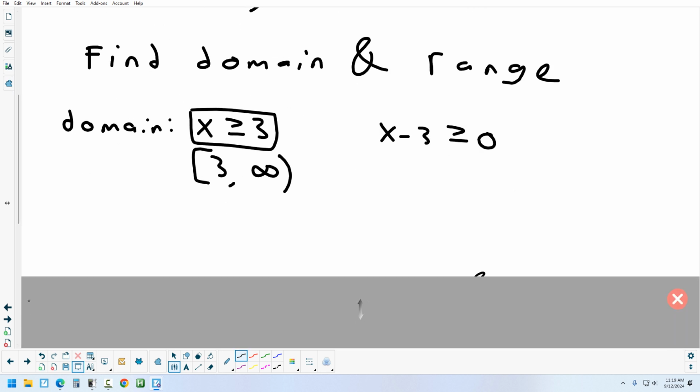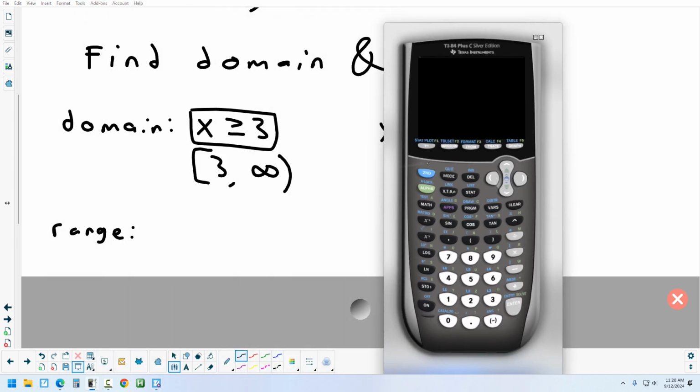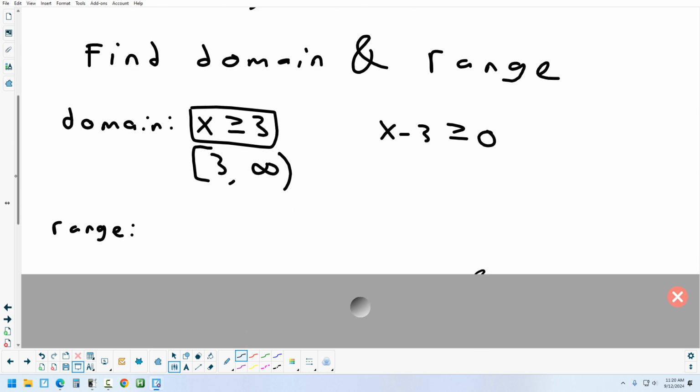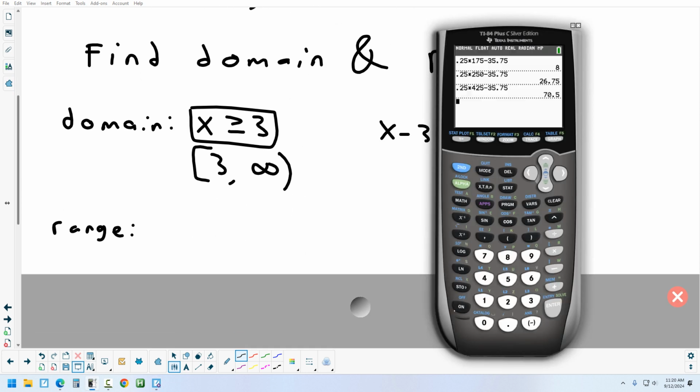Right. Let's do the range. Range is usually helpful to graph it, but in order to graph it, we need to set the window, and that's part of what the domain tells me. So that's why I do the domain first. So square root of x minus 3. So I'm going to go to y equals. Did we talk about where square root is yesterday? Yeah. So square root x minus 3.